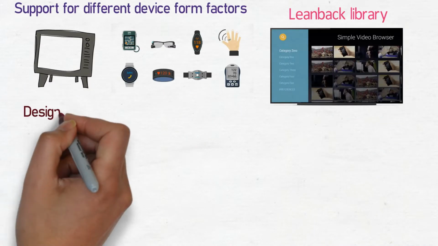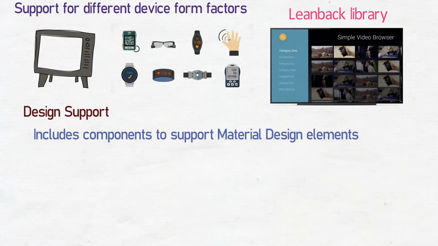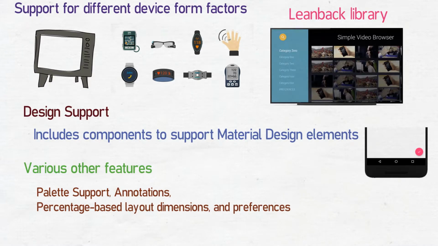Design support. The design support library includes components to support material design elements in your app, including floating action buttons, FAB, and various other features such as palette support, annotations, percentage-based layout dimensions, and preferences.